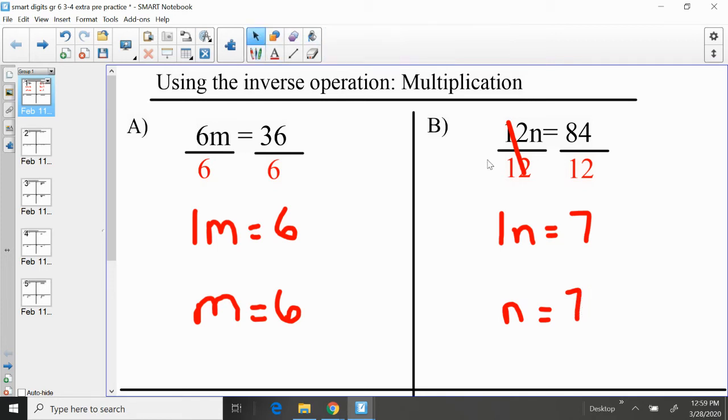And if we wanted to prove it to ourselves, we can just go, okay, is 12 times 7 equal to 84? 12 times 7, does that equal 84? Yes, it does. 12 times 7 does equal 84. So there you go. That's how we solve that one. Again, you guys are smart, so you're going to catch on pretty easily with this.